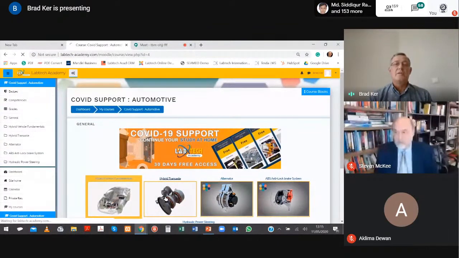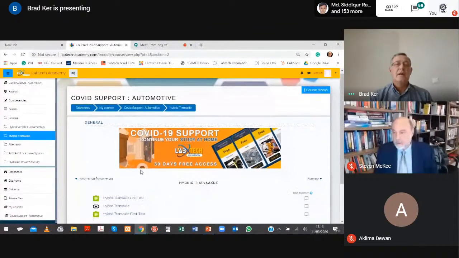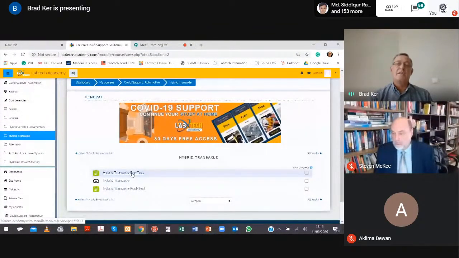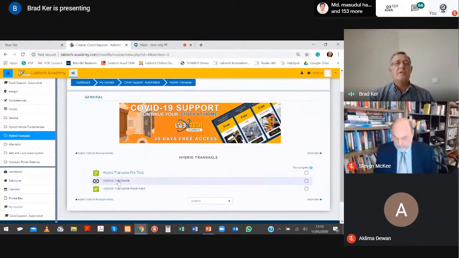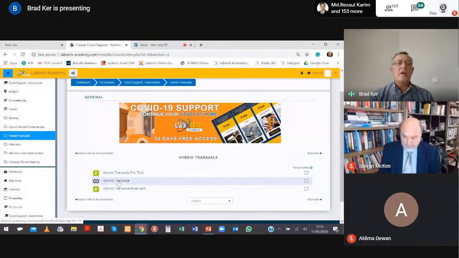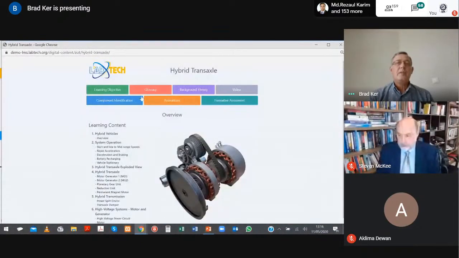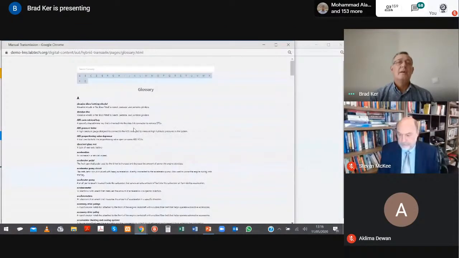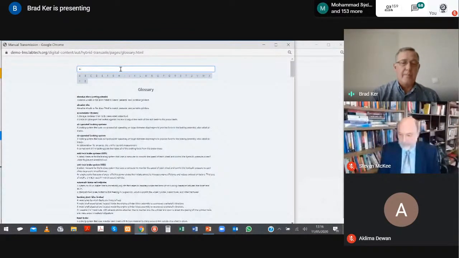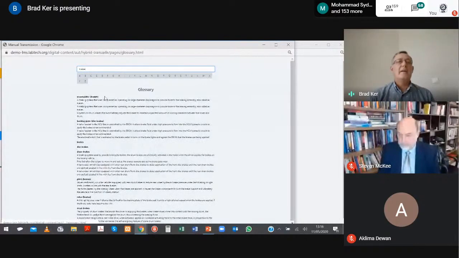If I want to go into Hybrid Transaxle, I first have a pretest. You get one attempt at the pretest, and this is not to say how good or bad you are, just to give an indication of where you're at. It has multiple choice and technician A, technician B questions. Then you go and look at the content. In the content, you have a full automotive glossary, so I can search on anything. If I put in brakes, anything relevant to brakes comes up.